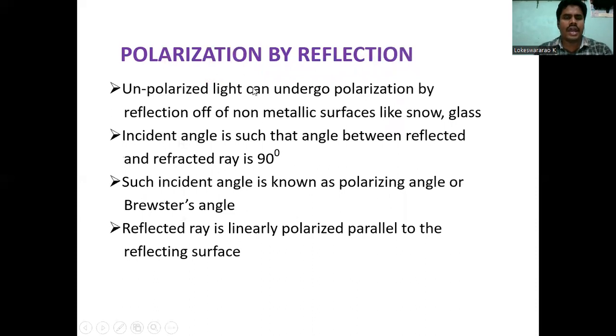Polarization by reflection. Unpolarized light can undergo polarization by reflection from non-metallic surfaces like snow and glass surfaces. ఎప్పుడైతే మనం గ్లాస్ సర్ఫేస్ మీద కానీ స్నో సర్ఫేస్ మీద కానీ ordinary light ని incident చేసినప్పుడు ఏమవుతుందంటే there is a fraction of reflection occurs. That means the fraction of reflection has an intensity which is much less than the incident light. That means finally we get less intensity light. That means the reflected light consists of only single vibrations.